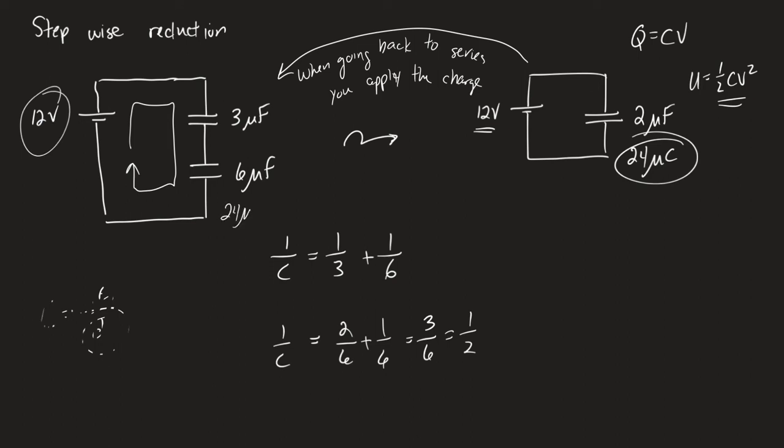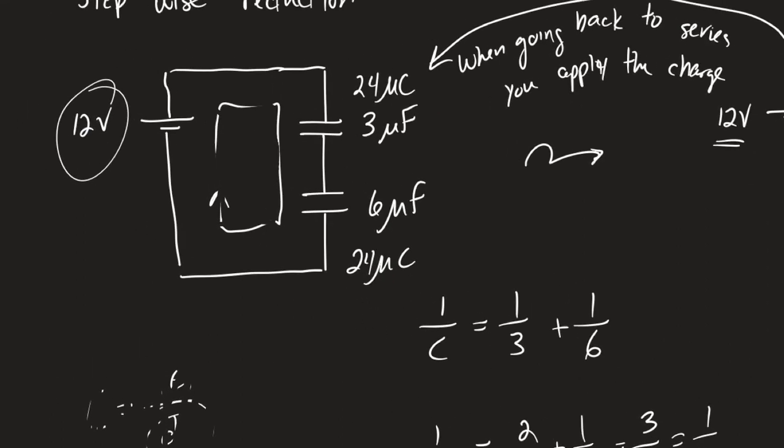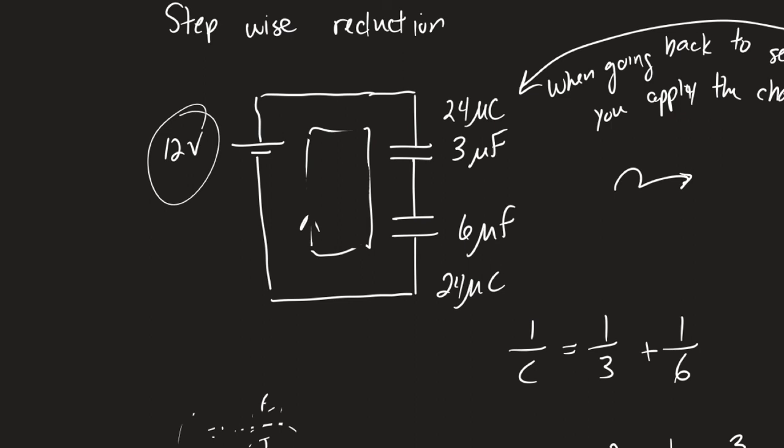So I'm going to go back a step. I'm going to apply the 24 microcoulombs to both of my capacitors because they are in series. All right, we now forget about the circuit we were just at. We focus on the circuit that we have at hand. And we use what we know about our circuit elements to find the missing piece of information. We're still using the same formula, Q equals C times V, but this time we're solving for the voltage.